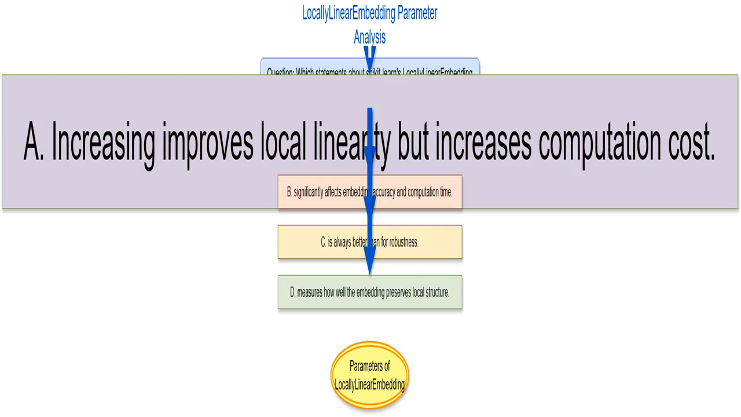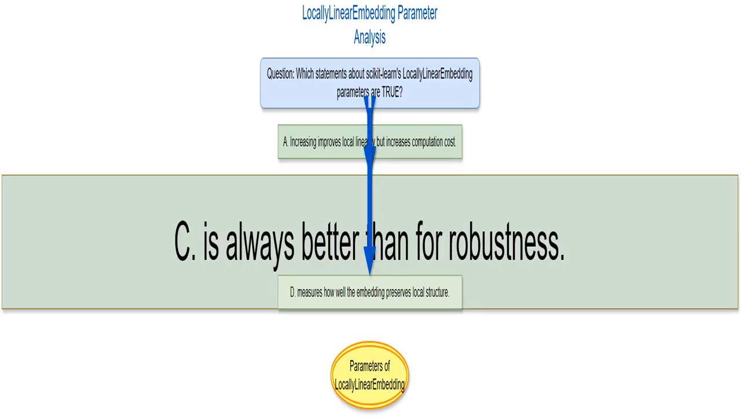Think of it like this: the more neighbors you include, the better your algorithm understands the local geometry, leading to better results. However, using more neighbors means more calculations. It slows things down. Statement D focuses on the `reconstruction_error_` attribute.